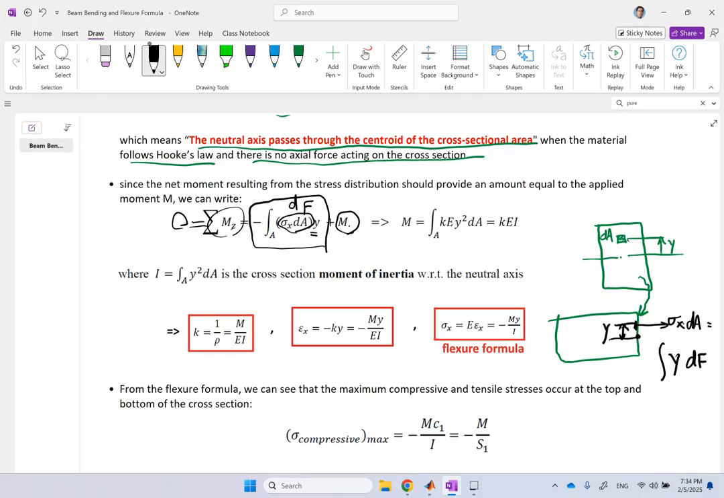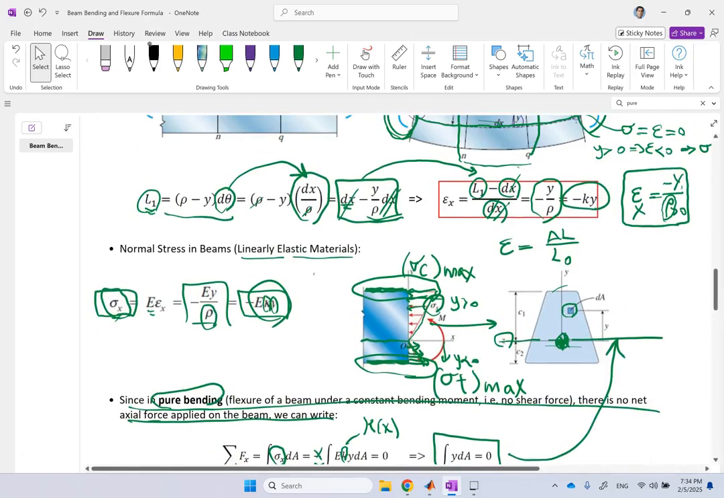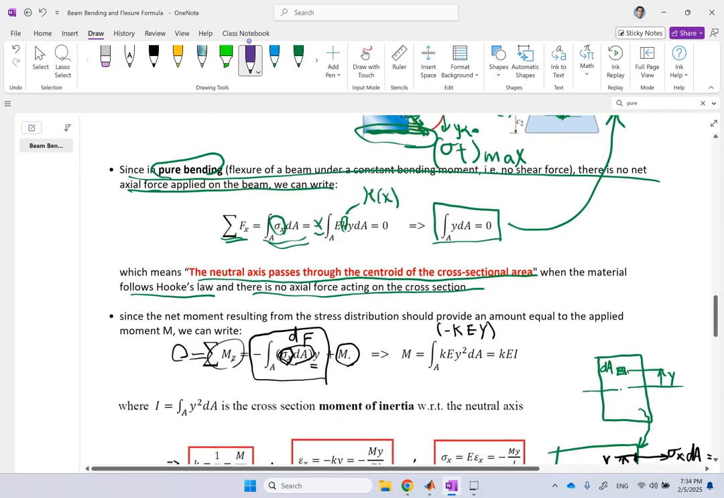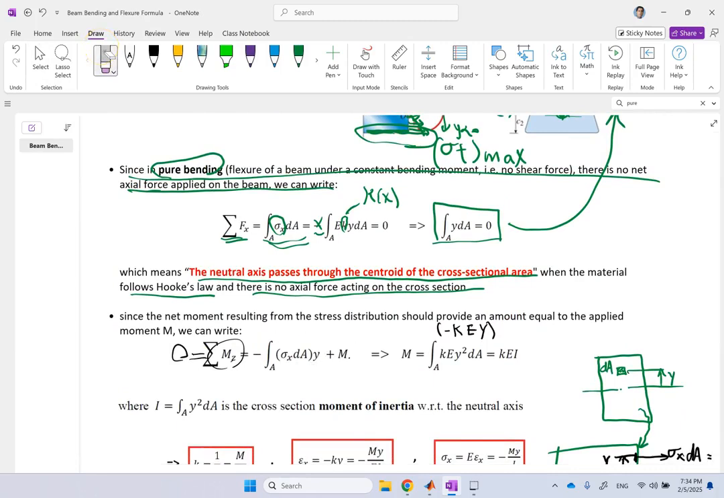And now what? Sigma x, remember sigma x was negative K-E-Y. Remember that? K-E-Y with a negative sign. That was sigma. Look at it here. Sigma x is negative K-E-Y, or negative K-E-Y over rho. That is sigma here in this formula. dA is just directly replaced. And this y here is multiplied by sigma. Sigma already had a y. This is another y. That's why you get the y squared term.